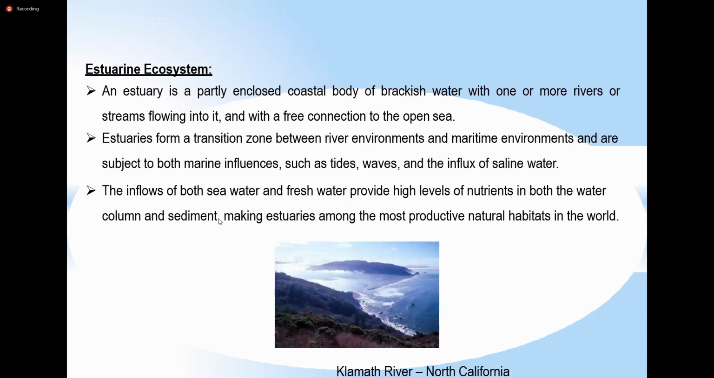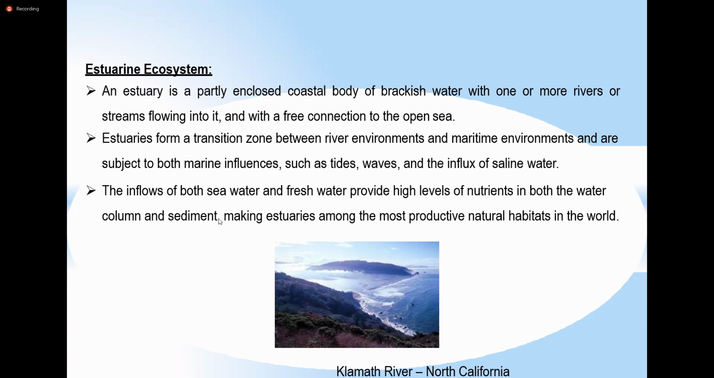Estuarine ecosystem. An estuary is a partly enclosed coastal body of brackish water. What do you mean by brackish water? It is neither fully salty, like the salinity is not 1.025, neither it is fresh water where the salinity is 1. So you will find a salinity which is in between, a mixture of salt water and fresh water, and is termed as brackish water.